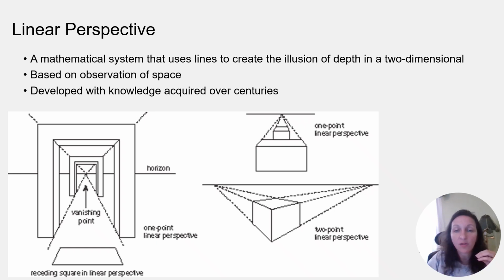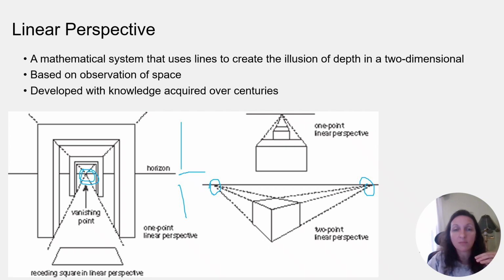It has a couple of basic things that are always going to be present in any sort of linear perspective. One is going to be a horizon line. The horizon line is going to separate the sky from the earth. There will be vanishing points, either one vanishing point or two, right? And they're going to exist on that horizon line.